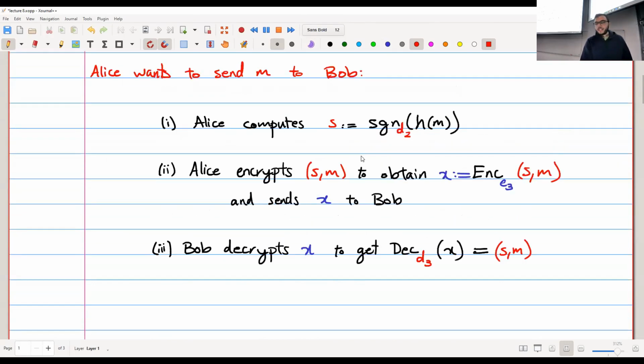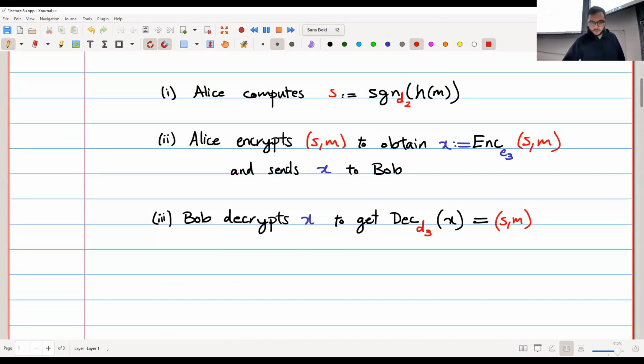Okay. But now the next step is Bob has the message. He wants to make sure that it really came from Alice. So Bob has to verify Alice's signature. So this is our last step. Bob verifies Alice's signature.